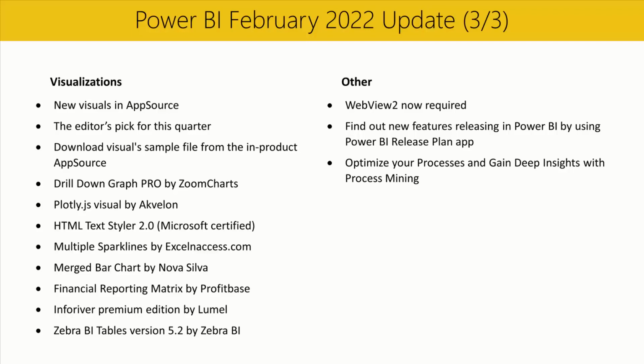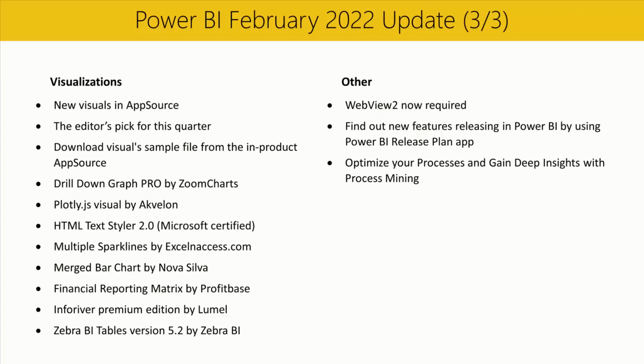Updated visuals include the Drill Down Graph Pro visual by Zoom Charts, the Plotly.js visual by Aquilon, the HTML Text Styler 2.0 visual, which is now certified, the Multiple Sparklines visual by excelandaccess.com, the Merged Bar Chart by Nova Silver, the Financial Reporting Matrix visual by ProfitBase, the InfoRiver Premium Edition visual by Lumel, and the Zebra BI Tables version 5.2 by Zebra BI.